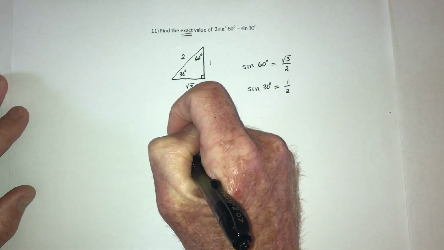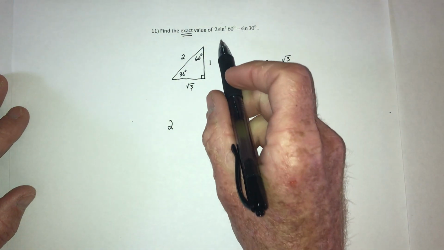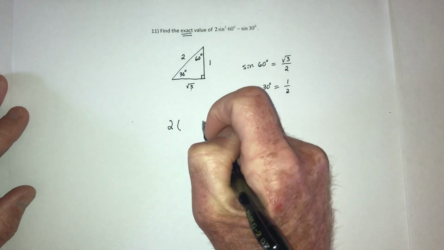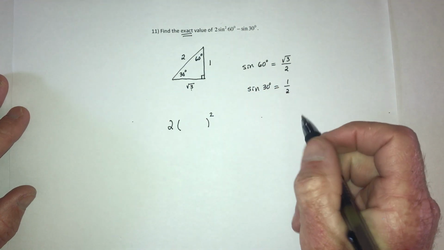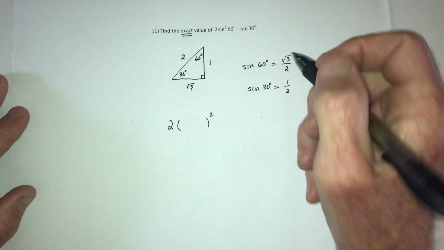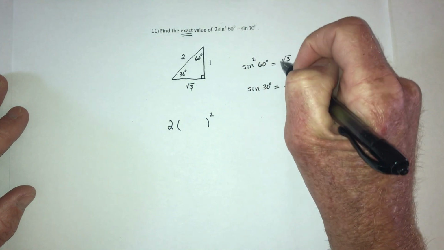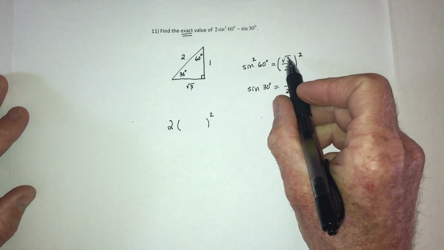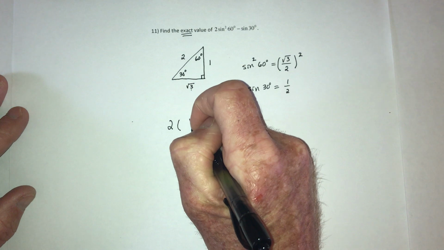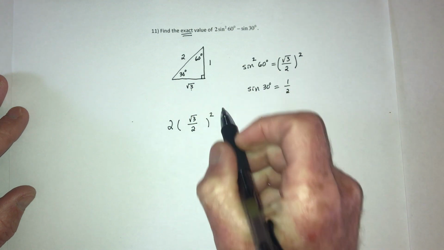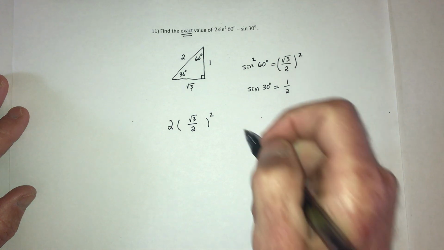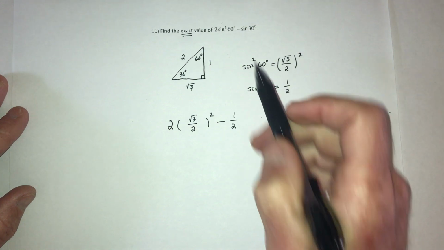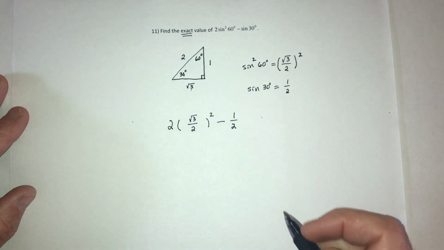So then, for the problem that I made up right here, 2 times sine squared of 60 degrees. So that means you're going to square whatever you got for sine of 60 degrees. Or another way to look at it is square this side and also square this side. So it's going to have radical 3 over 2 squared, and then minus sine of 30 degrees.